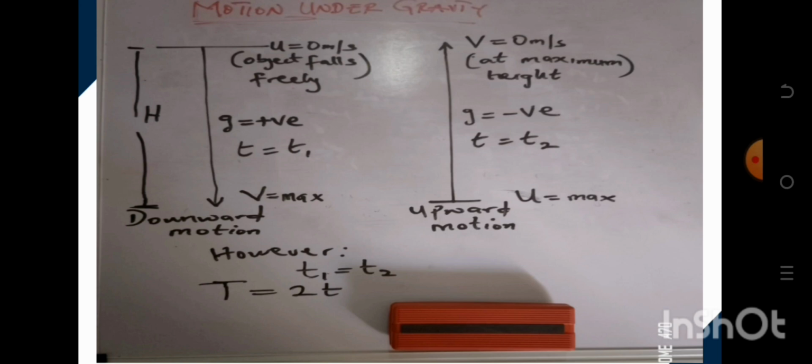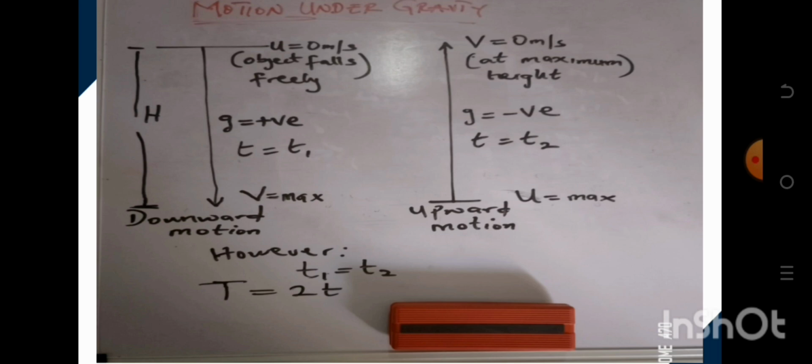Then the object covers the height h, as you are looking in the chart, and then g is positive. Why is it positive? Because the gravity is pointing downward and the object is also moving downward. So therefore, the gravity is positive. And the time for this first chart, we call it t equals t1.